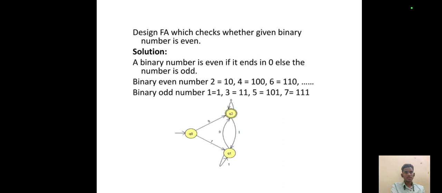Here we see the design of an FA which checks whether a given binary number is even or not. A binary number is even if it ends in 0, else the number is odd. Binary even numbers: 2 is 10, 4 is 100, 6. Binary odd numbers: 1 is 1, 3 is 11, 5 is 101, 7. Here we see the transition diagram, and the initial state is q0 and the final state is q2.